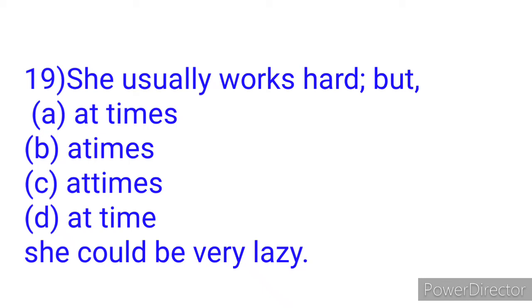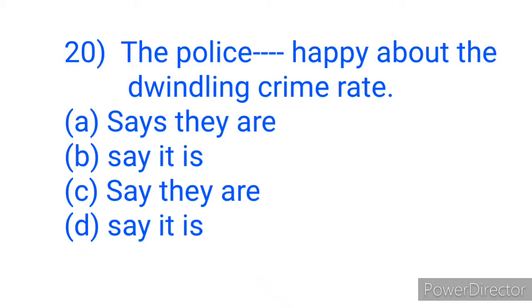Now let's see the last question, question 20. The police dash happy about the dwindling crime rate. We have option A, says they are, B, say it is, C, said they are, and D, say it is. Now let's look at the options and choose the correct answer. But first, it's important for you to know that police is a noun which describes a collection of police officers. This means it has no singular form and always uses a plural verb. So the correct answer is going to be the option that has a plural verb in it.